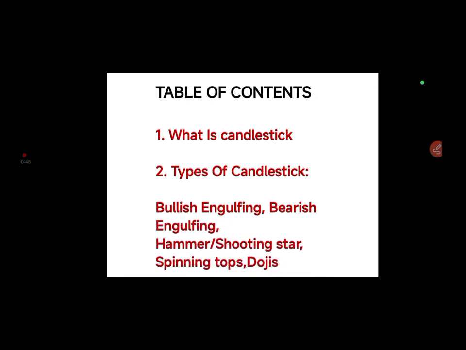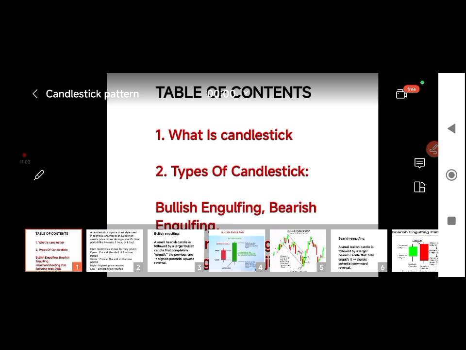We are going to talk about what a candlestick is and the types of candlestick that we have. We have many of them, but we are going to use the major common ones, which are bullish engulfing, bearish engulfing, hammer and shooting star, then spinning tops, and lastly the doji. Without wasting much of our time, let us move on.